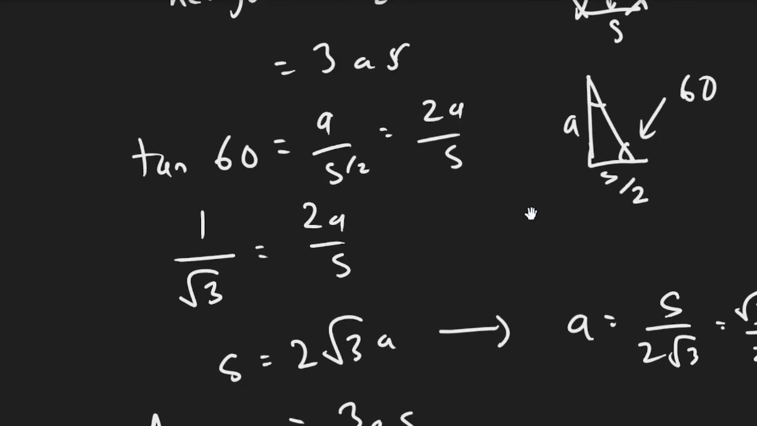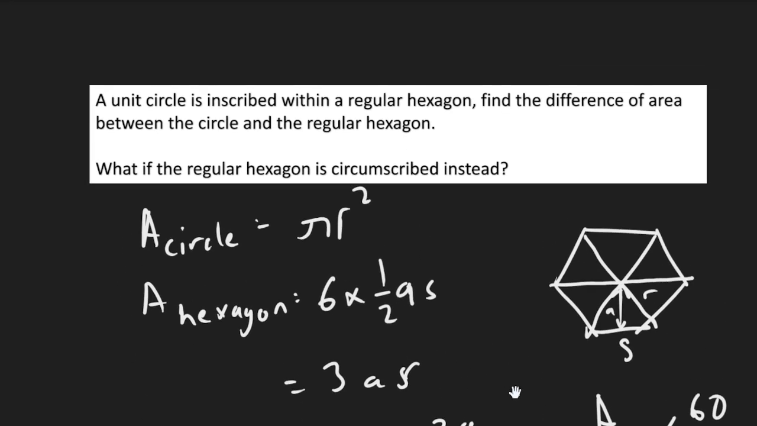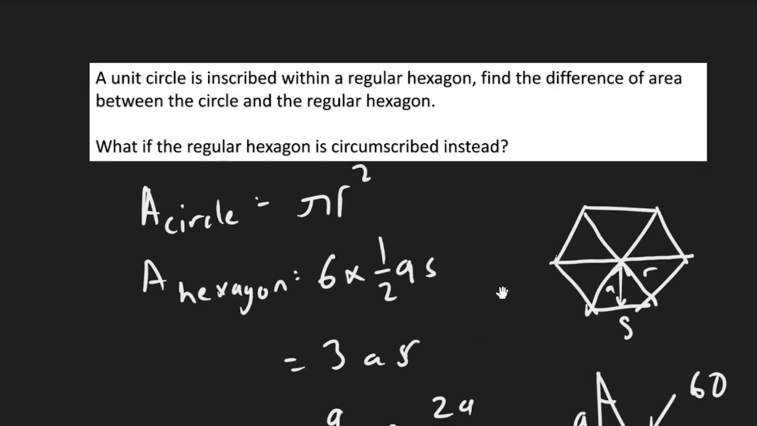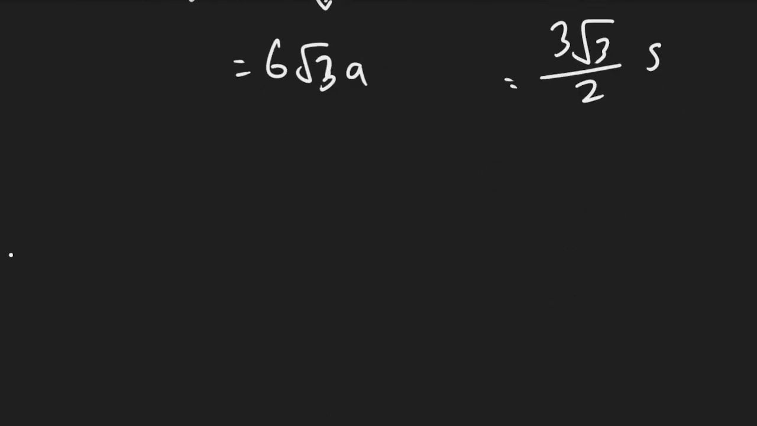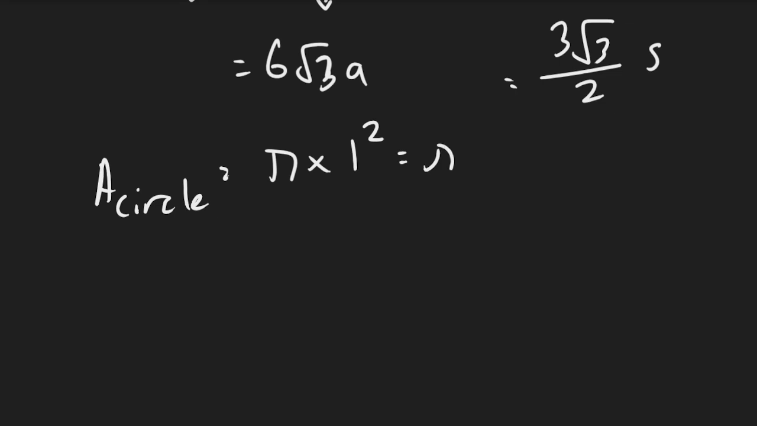So now let us return to the question. So how are we going to solve this? So first, we know that the area of the circle is pi r squared, and it is a unit circle. So the area of the circle is pi times 1 squared, which is pi. Now let us take a look at the first question, where the circle is inscribed inside the hexagon. So first question.